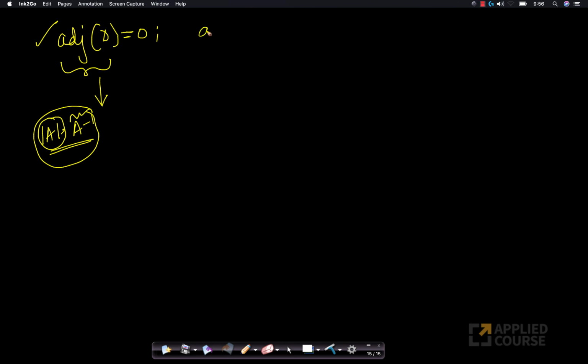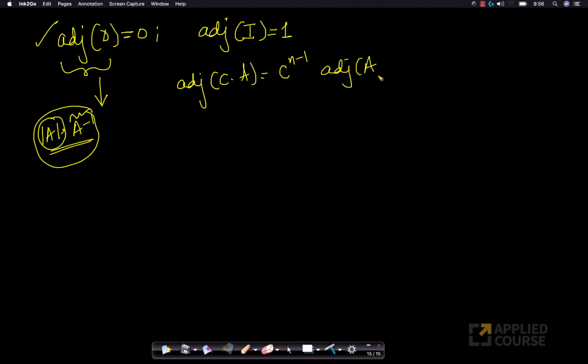Okay, I'll just write a bunch of properties of adjoint of A, right? Similarly, adjoint of I itself is 1. You can verify all of them both numerically and some of them geometrically. Similarly, adjoint of a constant times A is the constant power n minus 1 into adjoint of A. Some of these things you can numerically verify, some of them algebraically. There are 3 ways to verify some of this. You can numerically work out everything, or you can think about them geometrically, or you can think about them from a linear algebra perspective using a bunch of formulae. I'll show you some examples here.